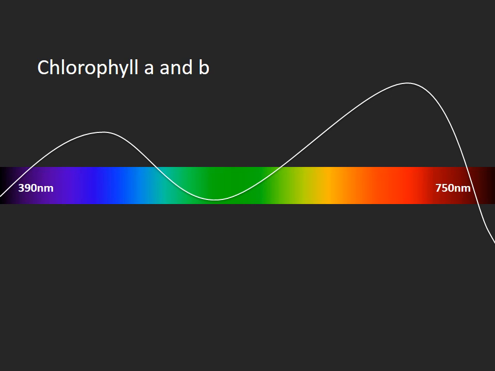You can see they absorb quite a lot of the violet and blue light. They reflect all of the green light, or most of the green light, and then they absorb efficiently again much of the light in the red band. The fact that they reflect green light obviously tells us why we perceive plants to be green.